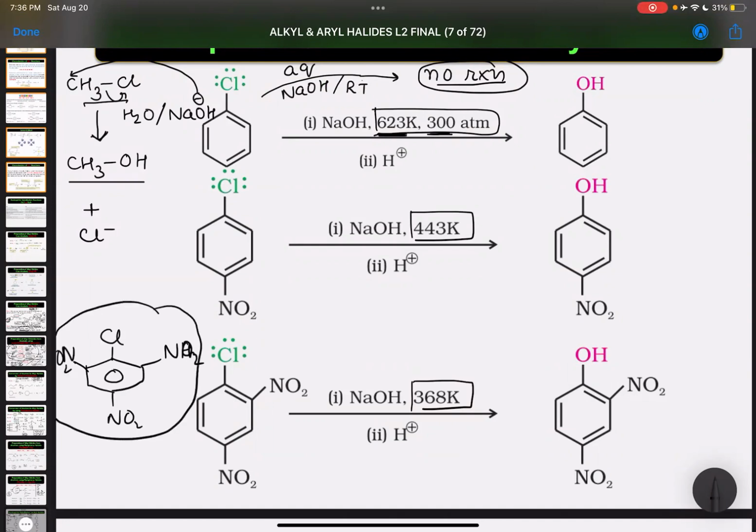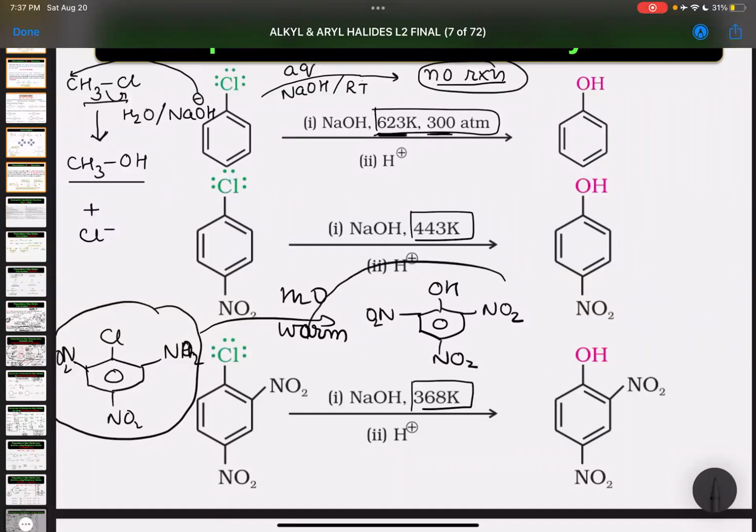This molecule can react simply with water just by warming. Just by a little bit of warming, the Cl will get displaced by the water, or you can take NaOH also. It has three NO2 groups, and the compound which you will get is known as picric acid. This is the common name, which is very important. You need to remember the common name also. Clear?